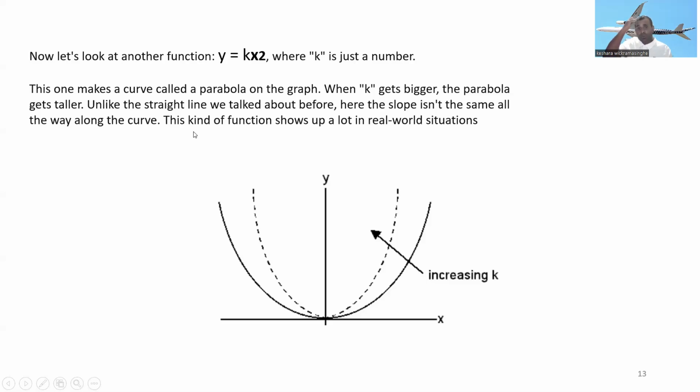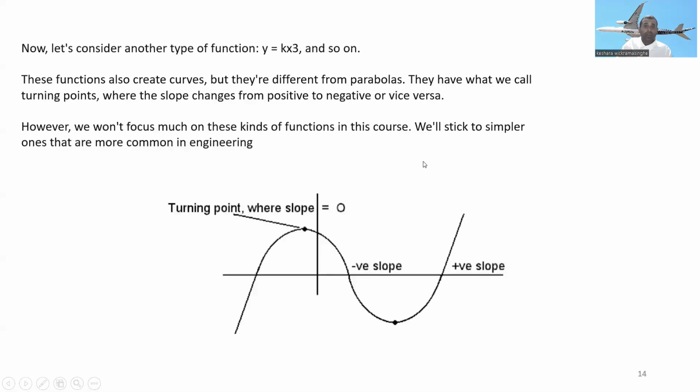So this kind of function shows up a lot in real world situations, okay? We use this kind of graph a lot for real world situations, right? You can see this is y equals kx squared. This kind of graph makes a parabola, right? Okay, now let's go to the next one.